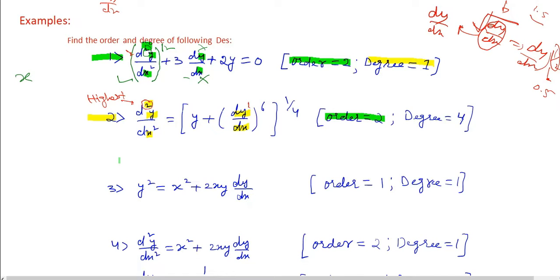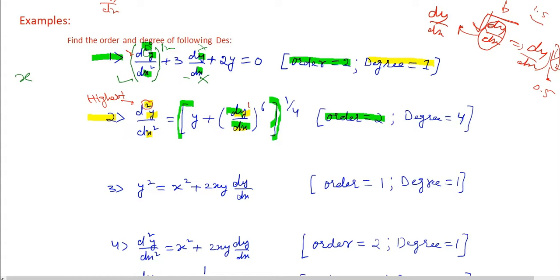Now what's the degree? I have told you, to find the degree, the dy by dx terms must be free from these brackets. They must not be clubbed with anything here. Like we have here the bracket, and this is the differential term, right? Now this dy by dx term must be taken out of these two brackets, okay? Only then we can find the degree. Please remember that. Now how do we do that?